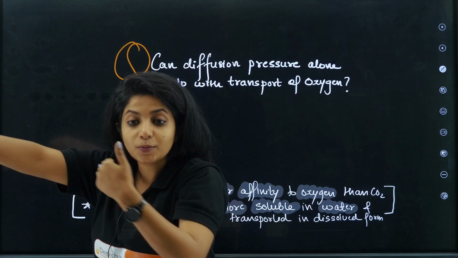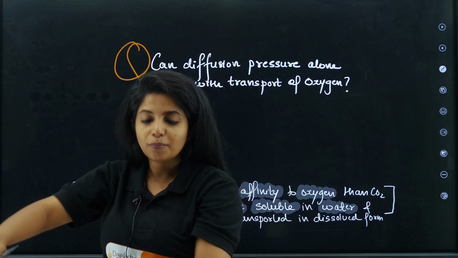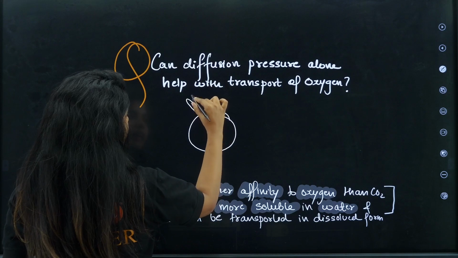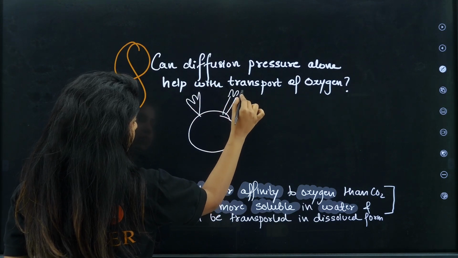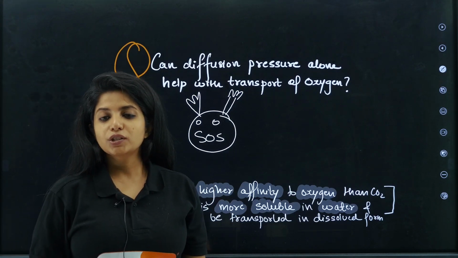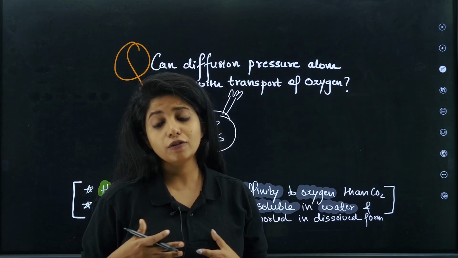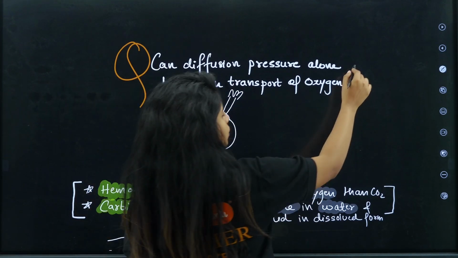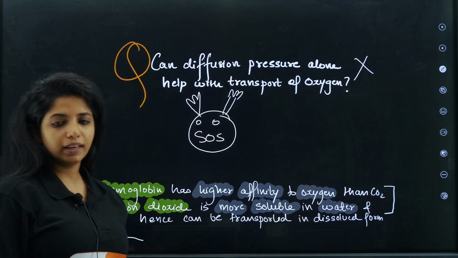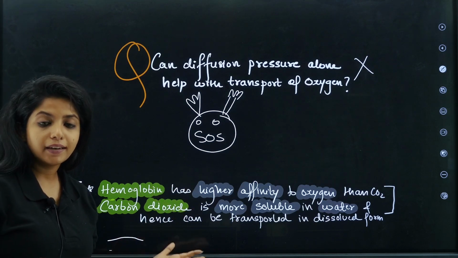Now what about the cells inside my body? If diffusion alone has to get things done, then it will probably take years for the cells inside my body to get oxygen. They will all be crying for help, like, SOS, we do not know what to do, there is no oxygen. So diffusion is a very slow process in our human body, and diffusion pressure is not enough for the transport of oxygen. We are not plants, my dear children.